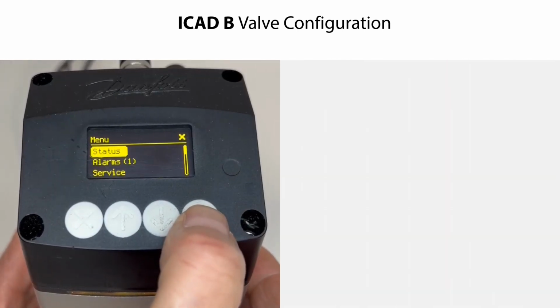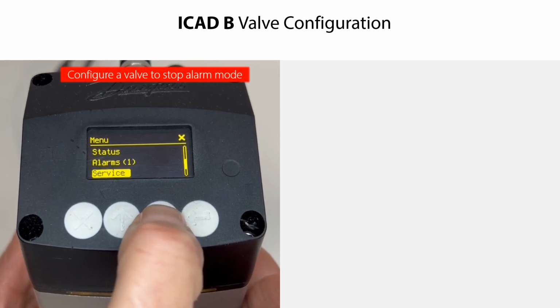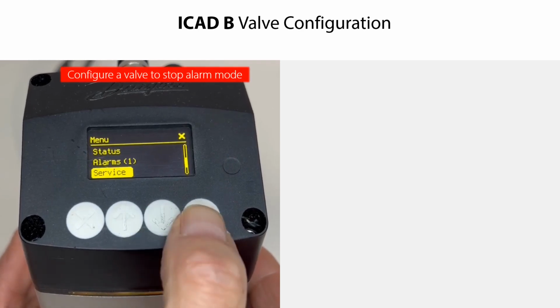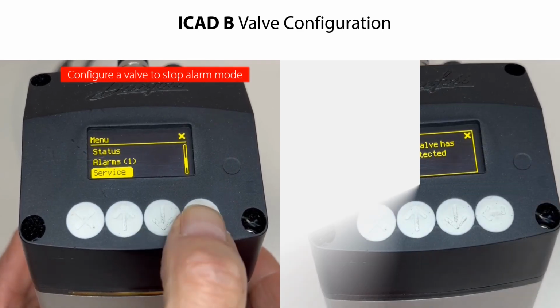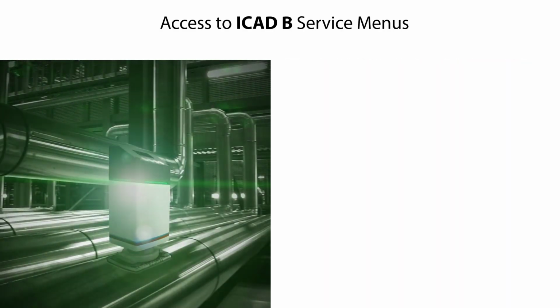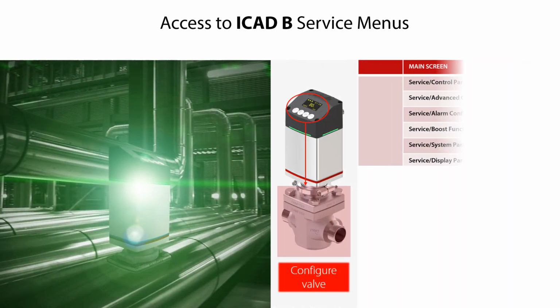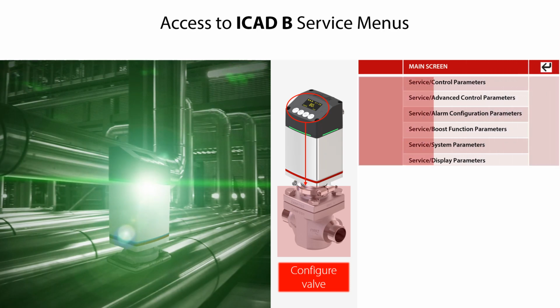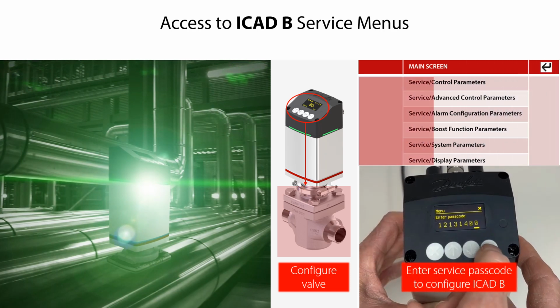As seen from the ICAD B display, the ICAD B is in alarm mode until a suitable valve is configured. Therefore, let us do this now, starting with doing an automatic valve detection. To do the valve detection in the ICAD B, you need to access the service menus. And before you can do any configuration here, you might firstly be asked to enter a service passcode.